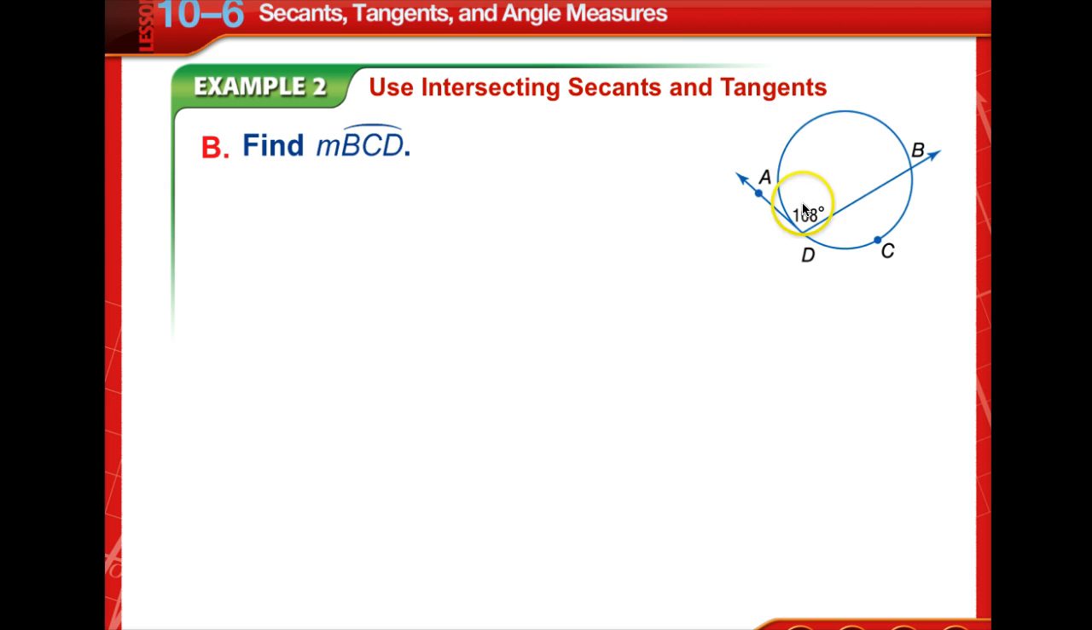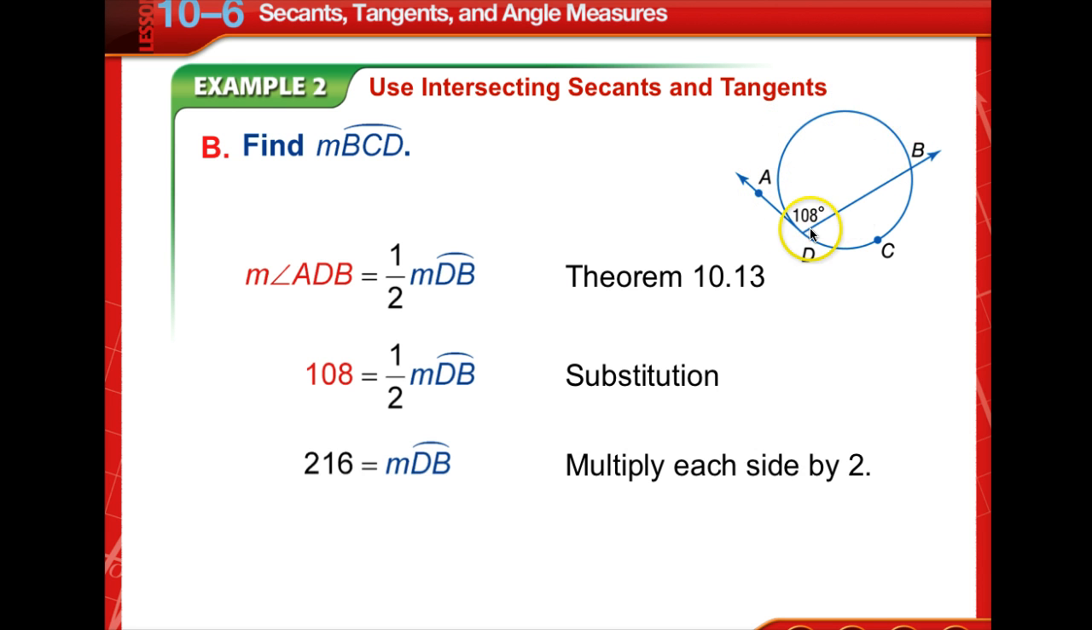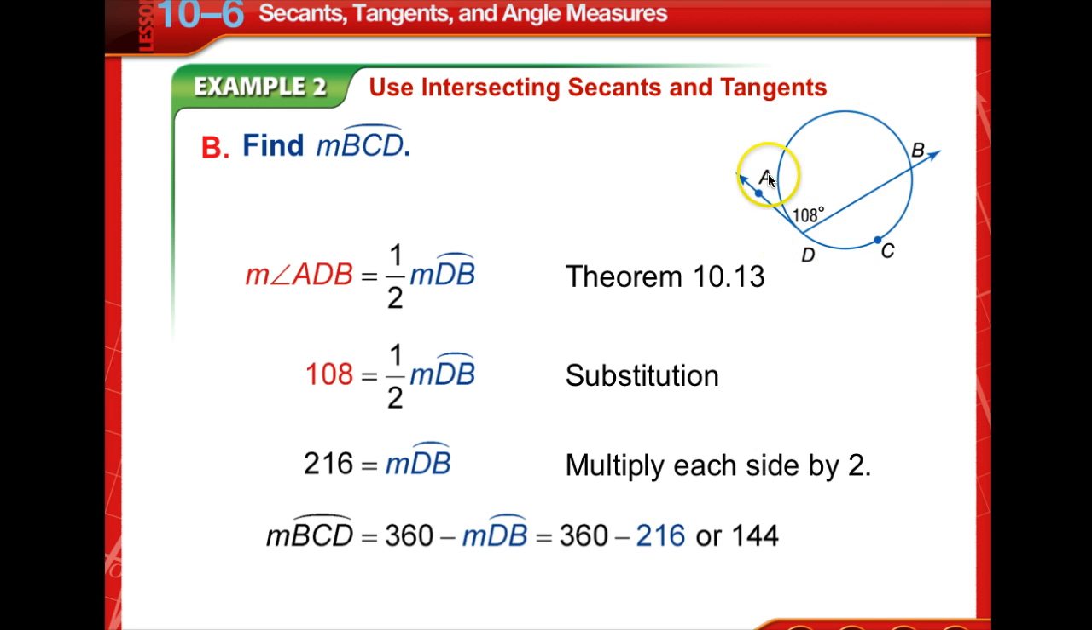Find the measure of arc BCD. So it's always good to figure out exactly what you're trying to locate. Well, we know that the measurement of ADB is half of the measurement of arc DB. So we can say that 108 is half the measurement of arc DB. Multiply both sides by 2. So now we know that arc DB is 216. We know the entire circumference of the circle is 360. So 360 minus 216 tells us that the measurement of arc BCD is 144.